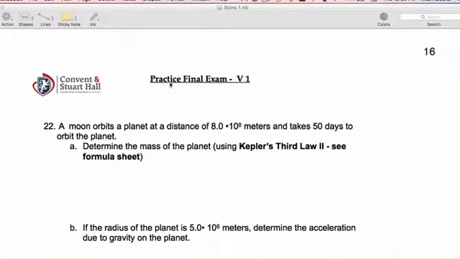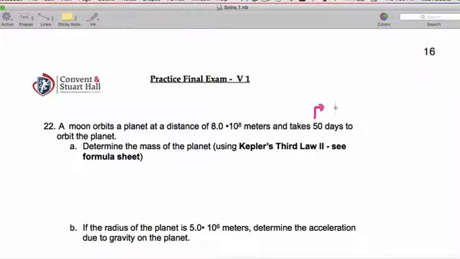All right, now we have a moon orbiting a planet at a distance, and it takes 50 days to orbit the planet. I think on the second version of the practice test, I actually give you the time in seconds, but let me just go ahead and do that now. We want this time in seconds, so I'm going to do that conversion. And that's 50 times 24 hours times 3,600 seconds.